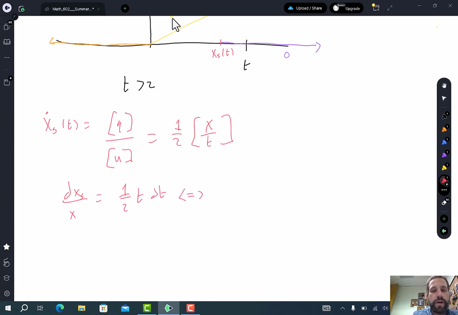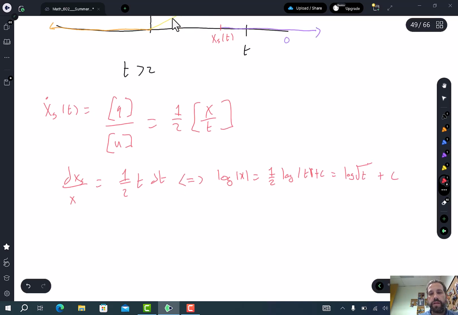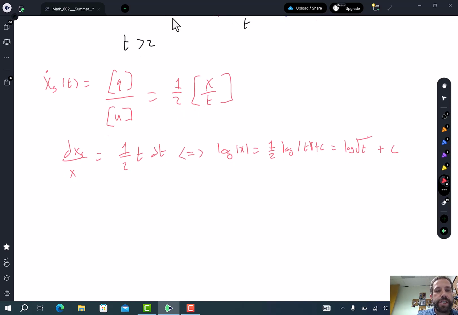Take an antiderivative. We're going to get the natural log of the absolute value of x on the left-hand side is equal to 1/2 times the absolute value of the natural log of t plus some constant, or this is going to be equal to the natural log of the square root of t plus c. t is positive, so I'm okay with leaving it like that. Okay, exponentiating both sides, we're going to get that x sub s of t is going to be equal to some constant times the square root of t.